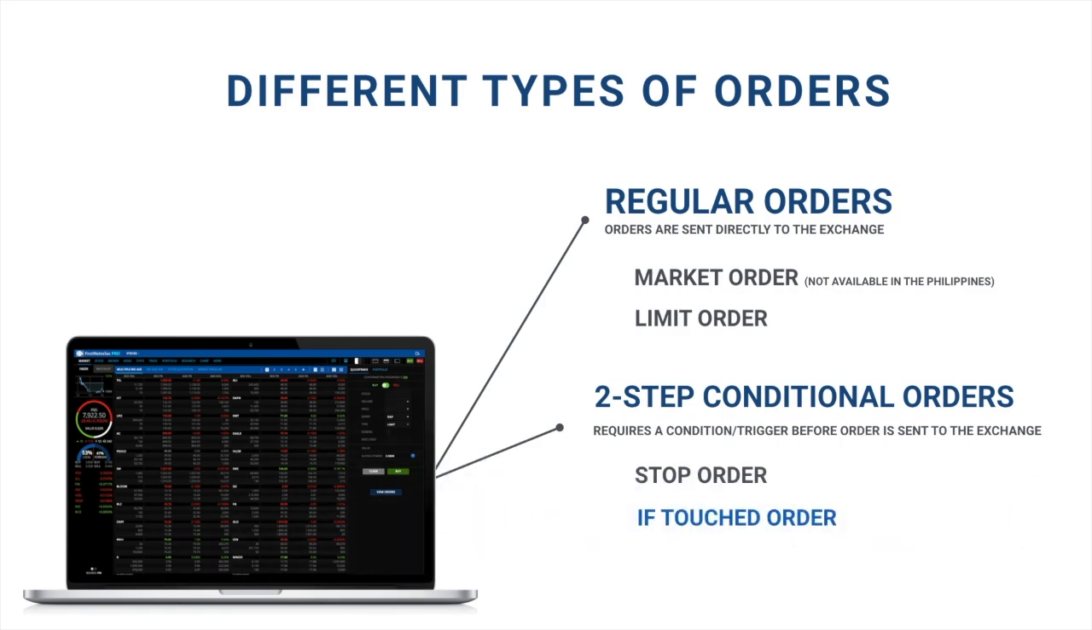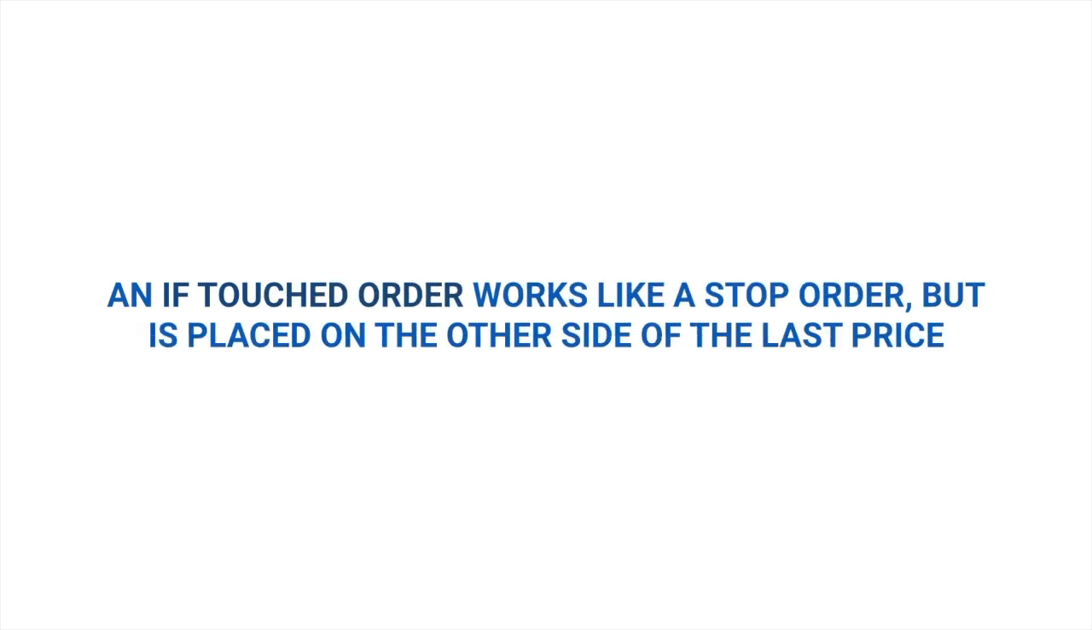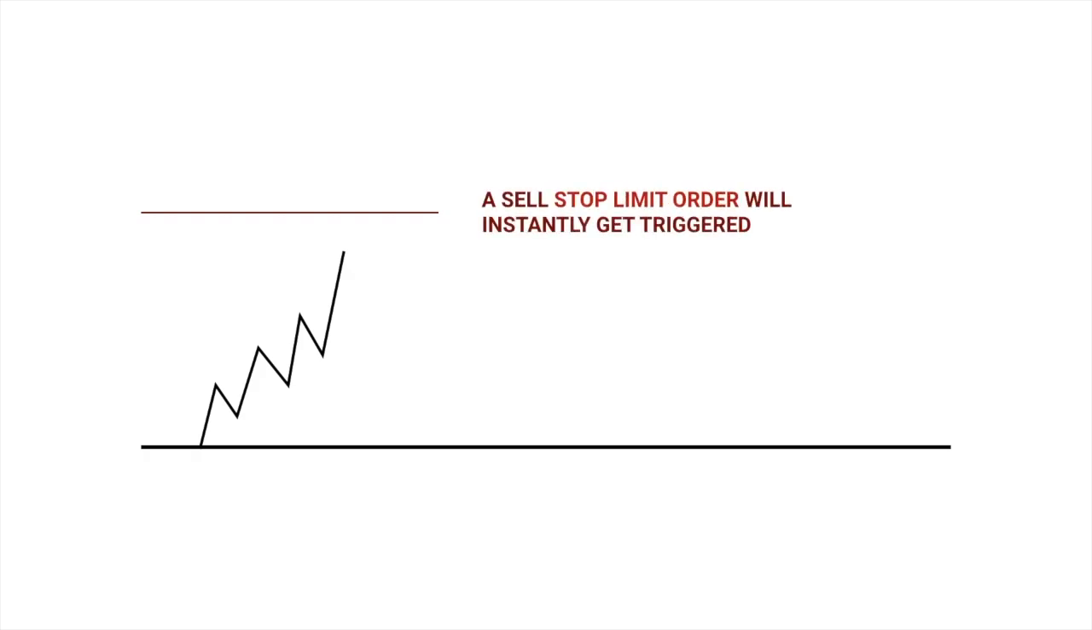I included another set of conditional orders in my list. If touched. An if touched order works like a stop order, but it is placed on the other side of the last price. For example, a sell stop order placed above the last price would instantly get triggered. An if touched order won't. It is designed to work like a stop order but be triggered by the opposite price movement. So what would this type of order be practical for?